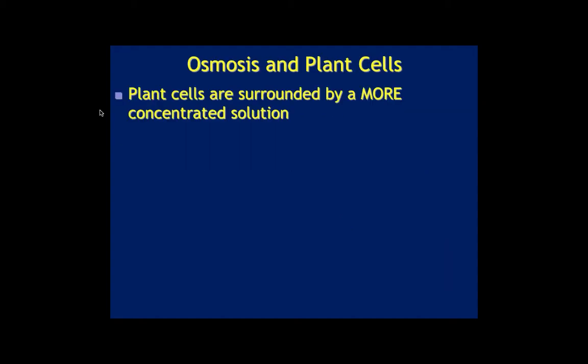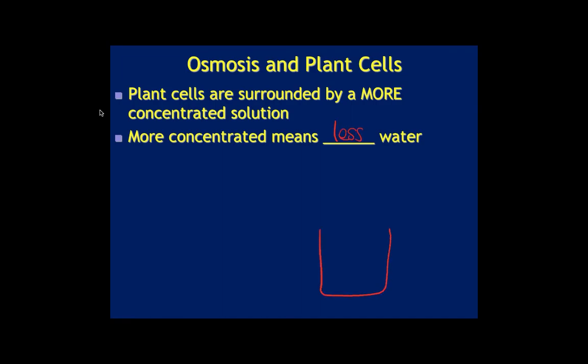And the last scenario is what happens when we put plant cells into a solution that is more concentrated. This goes back to two lessons ago when I was banging on about what on earth more concentrated means. You always have to remind yourself that more concentrated means that there's less water. So if we're putting our cell into a solution where there is less water out here, it means there must be more water inside the cell. So now water is going to leave because of osmosis.